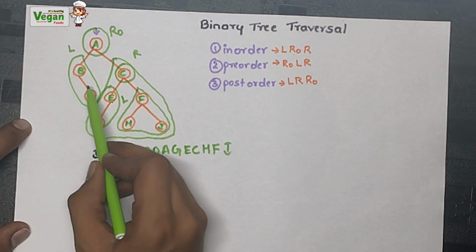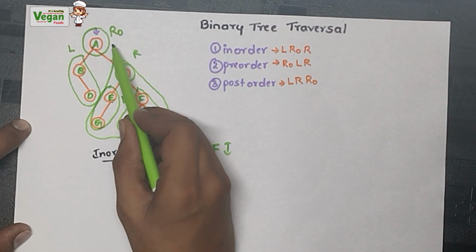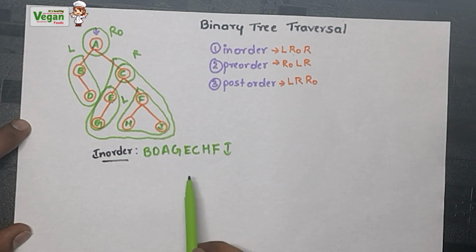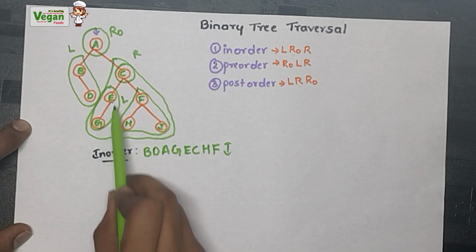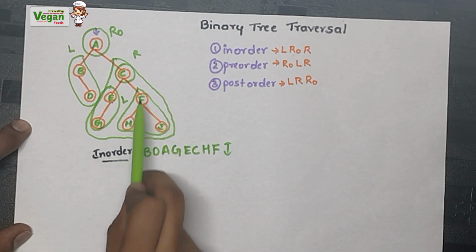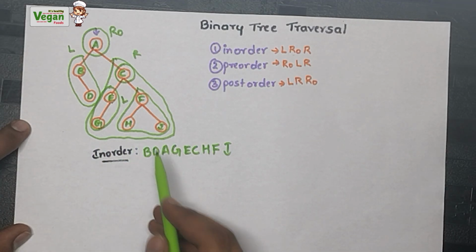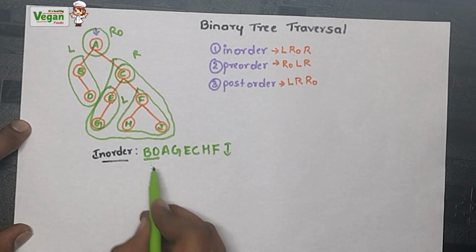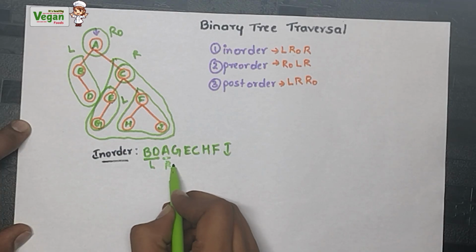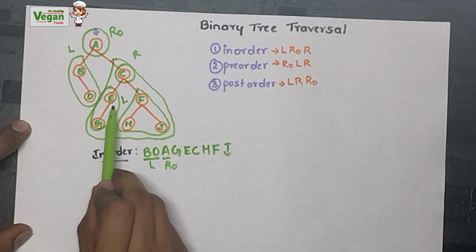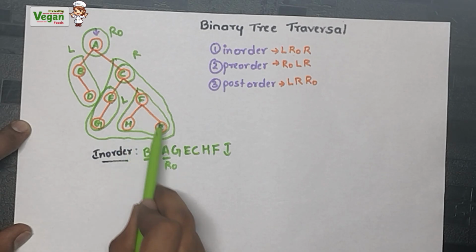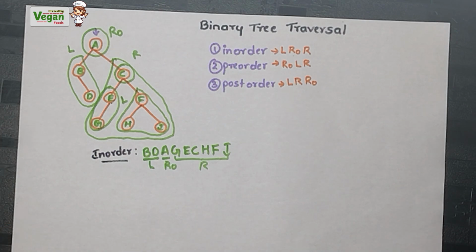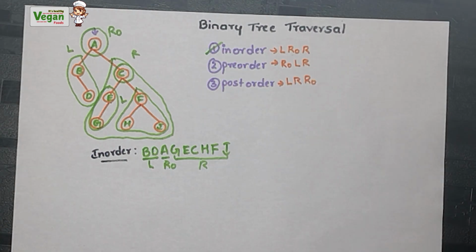So are left values there? Yes, B and D are there. Root value is there? Yes, A is there. Next right values. What are the right values? G is there, E is there, C is there, H is there, F is there, I is there. On the left side B and D were there. First we wrote left, next A was the root, next G, E, C, H, F, I, all were the right side. So left, root, right. Now we have completed the in-order traversal.